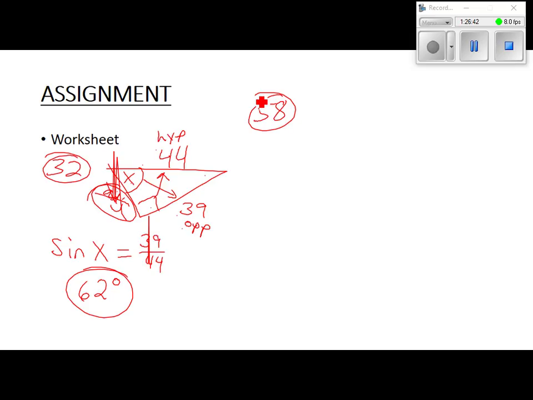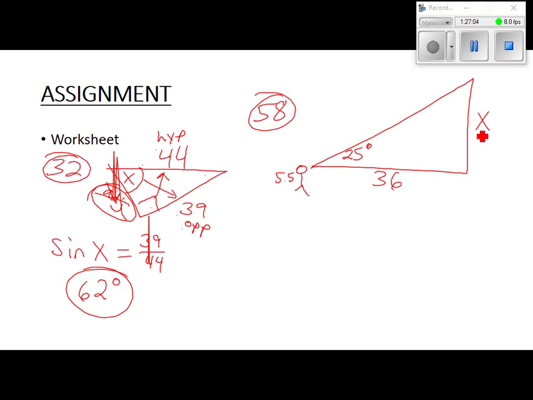Now the nice thing about this one, what did they do for you? They drew it out already. You didn't have to draw it yourself. Got her standing here. We got to remember she's 5.5 feet tall, right? Her eye level. This is 36 feet. Yeah, that's to her eye level. This is 25 degrees, and we're trying to find this side. So that's our X. That's a right angle there.